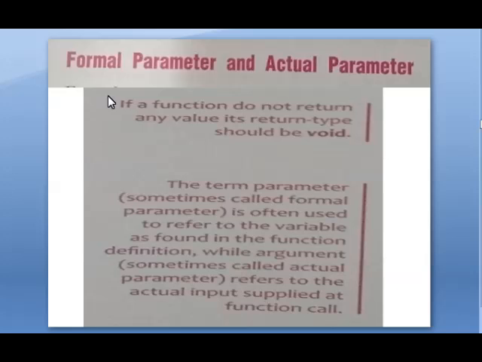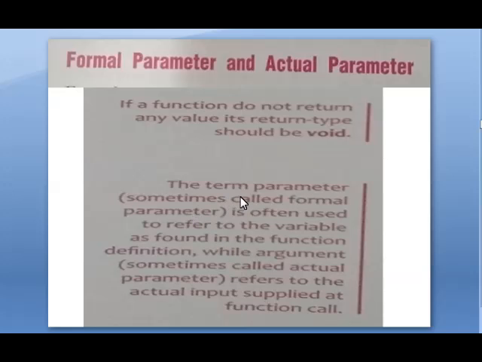The next one we are going to see is formal parameters and actual parameters. Parameters means the values that are given inside the brackets of a function. If a function does not return any value, its return type should be void. Okay, so what is called a formal parameter?